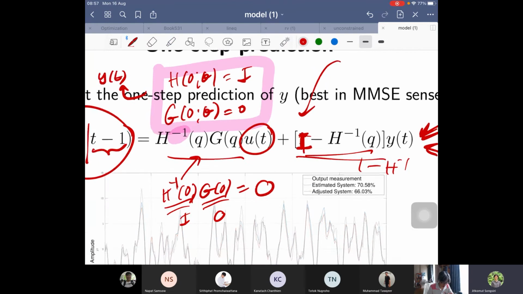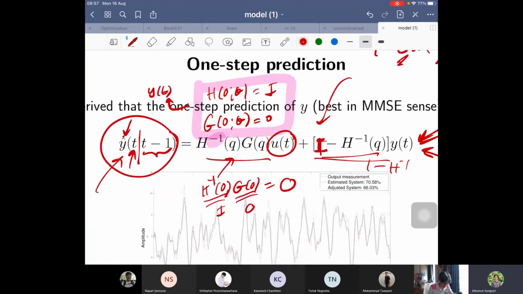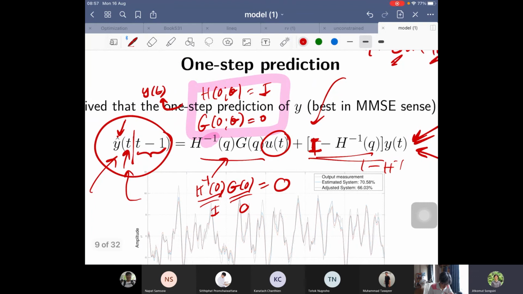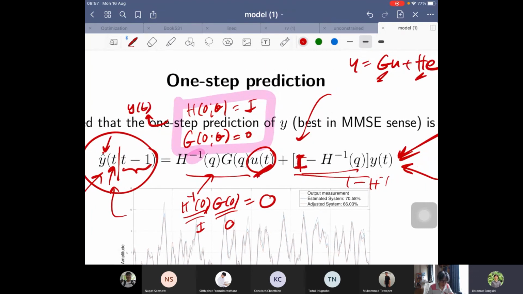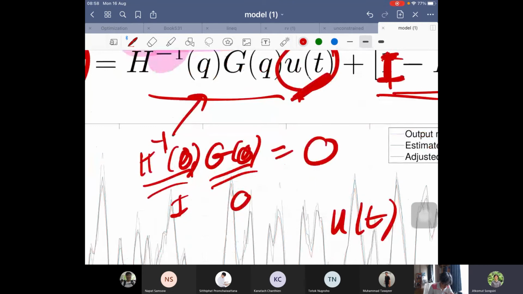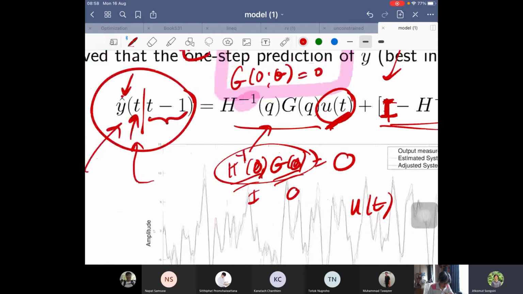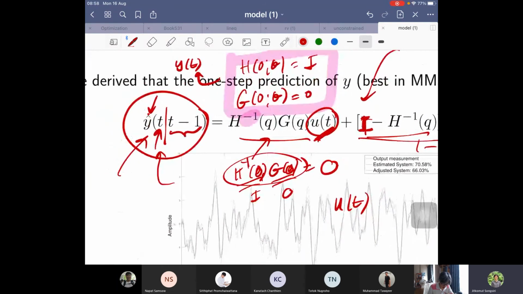That means in order to obtain Y at time t, you cannot use the information from ut, right? Because that means you cannot have the constant term in this transfer function. In order to predict the step at time t, the only information you can use is ut minus 1, ut minus 2, and so on.